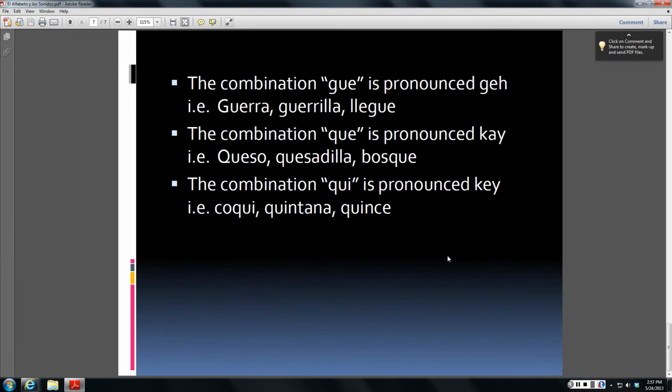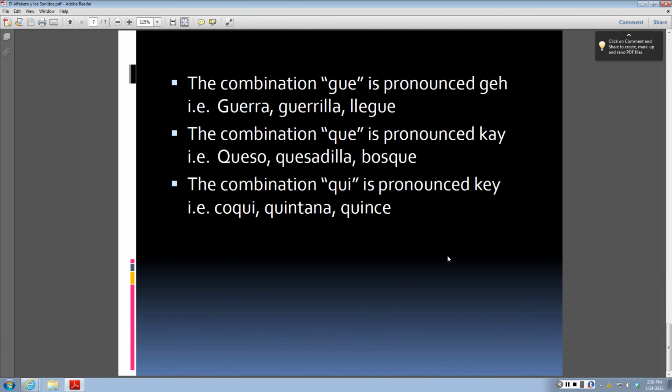Alright, there are some combinations in Spanish. The combination GUE in Spanish is pronounced ge, as in guerra, guerrilla, and llegué. The combination QUE is pronounced ke, as in queso, quesadilla, bosque. The combination QUI is pronounced ki, as in coquí, Quintana, and quince. There is no qua or gua sound in Spanish with the GUE. It's always ge. The same thing with QUE. It's always K.